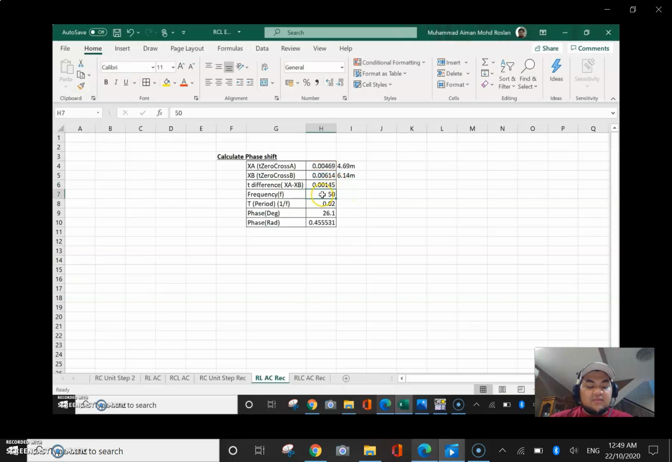We can also obtain the period, which is 1 divided by frequency, where we have used the frequency 50 Hz. We get the period of 0.02 seconds. Finally, we can get the phase shift in degrees by multiplying 360 degrees with the division of time difference over the period of oscillation. To change to radians, substitute the 360 degrees for the equivalent of 2 pi in radians.